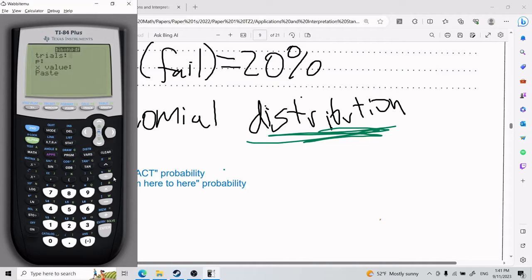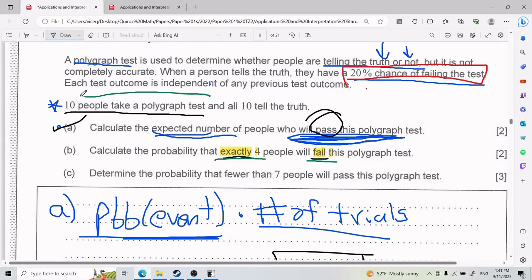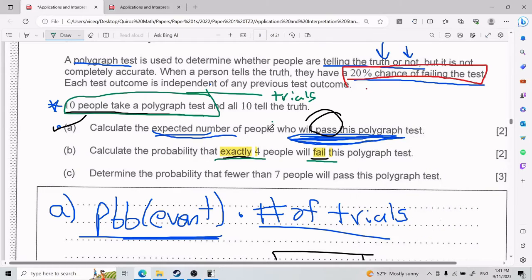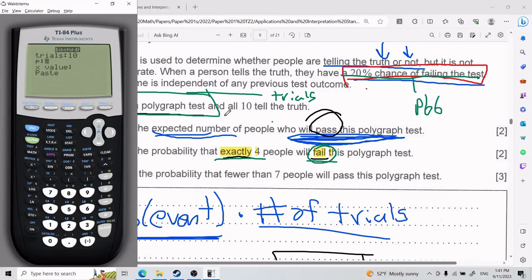It asks for trials, a p-value, and an x-value. Paste is the same as enter. So trials: how many people do we have? We have 10 people taking the polygraph test, so trials is going to be 10. P-value is just probability, and since we're talking about failing this polygraph test, this is the probability of failing. What is 20% in decimal?